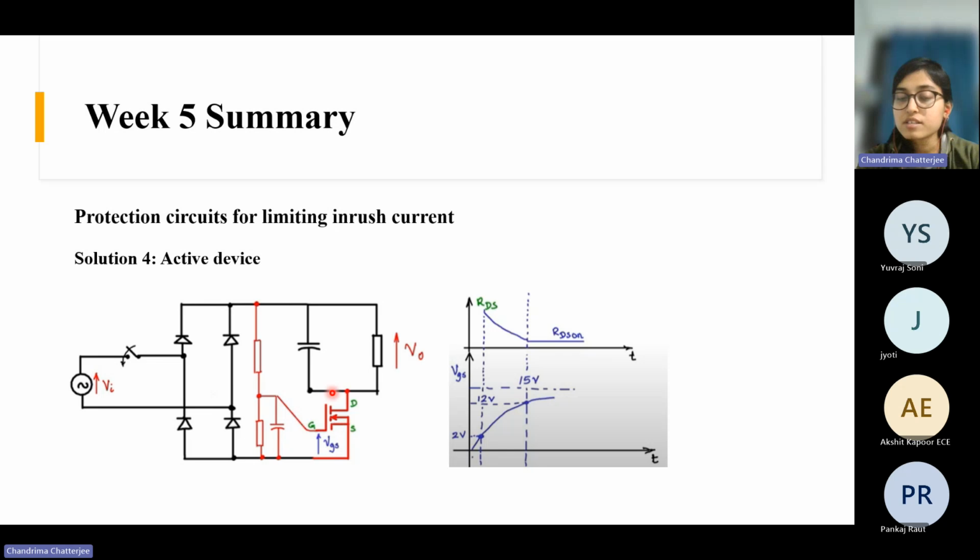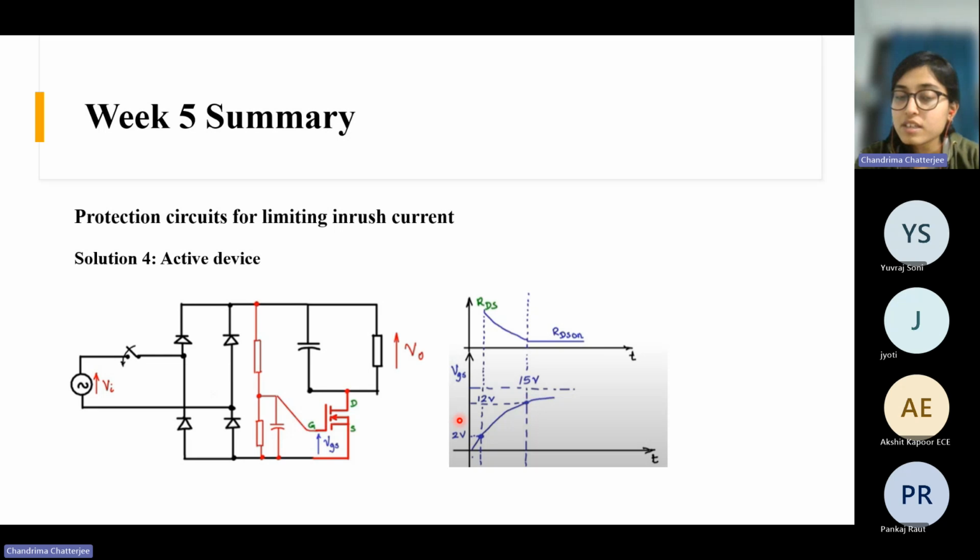The resistance of this MOSFET has a relationship with the gate to source voltage like this. Suppose this is the threshold voltage of the MOSFET. Initially the voltage rises to the threshold voltage. At that time RDS on is very high. Afterwards it goes on rising, and the resistance gradually falls. And when it exceeds, suppose, 12 volt, the resistance becomes very small.